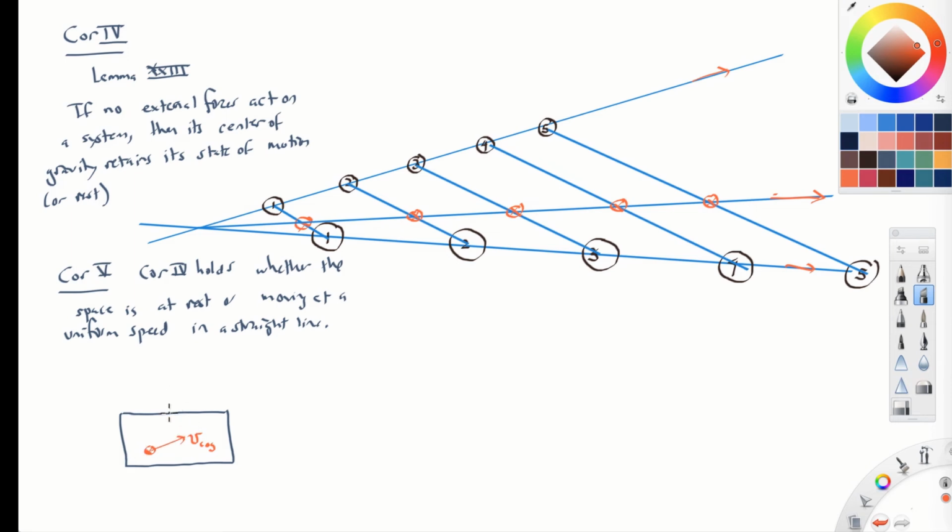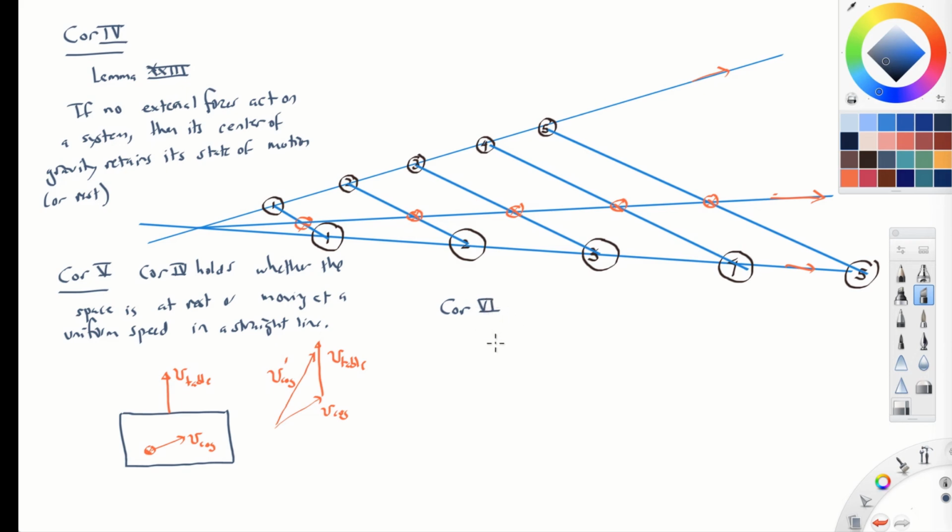Now, let's suppose that this entire air hockey table is moving in this direction at a constant speed. What this corollary says is we can simply take the velocity of the center of gravity, add to it the velocity of the space in which they're moving, and you'll find that this new center of gravity motion, v center of gravity prime, is still going to be a straight line. It's just the sum of the center of gravity motion within this space and the speed of the space in which it's moving. That's what corollary 5 is stating. Okay, and let me just say something about his corollary 6.